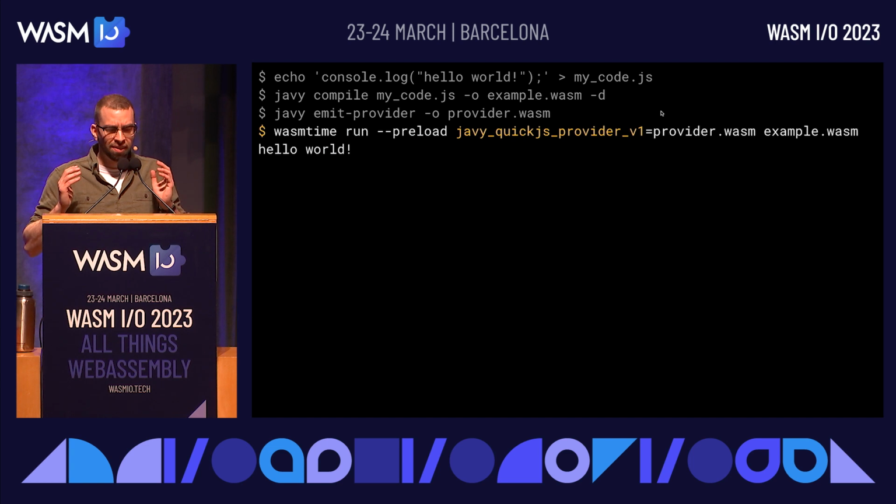And then for running this, again, it's a very similar Wasmtime run command where we just tell it to run the example. But we do need to pass an additional flag to tell Wasmtime, if you see an import for Javy Quickjs provider v1, go and use that file that we just output from the Javy CLI so it's able to actually link it in. And then we run it, and we get back our hello world as expected.